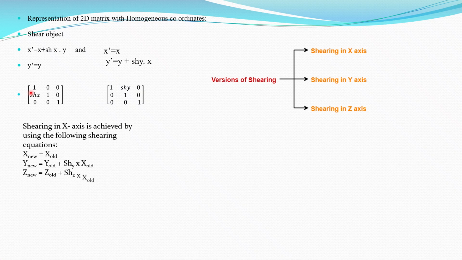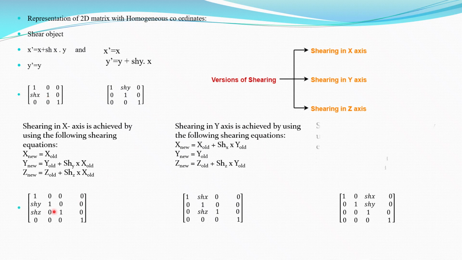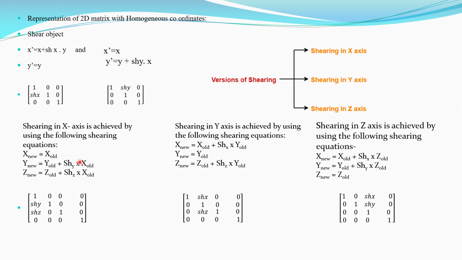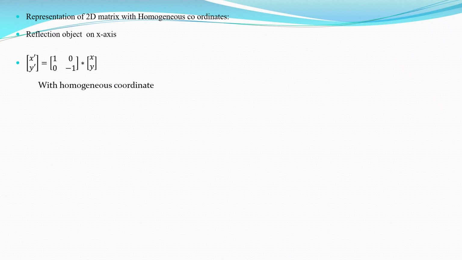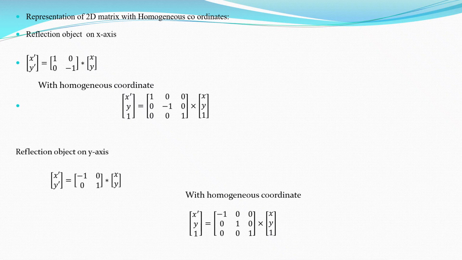Okay, this is for 2D shearing, and this is for x-axis, y-axis and z-axis shearing. The matrix is like this. How the equation is formed, we will discuss in the next video. Here I am providing all the matrix representations of 2D and 3D with the homogeneous coordinate, so refer to this and simply take the matrix.